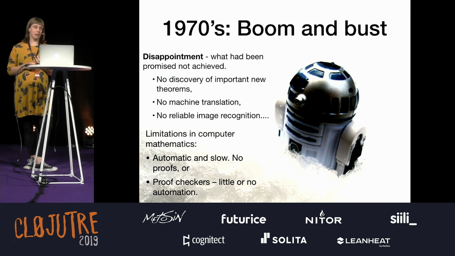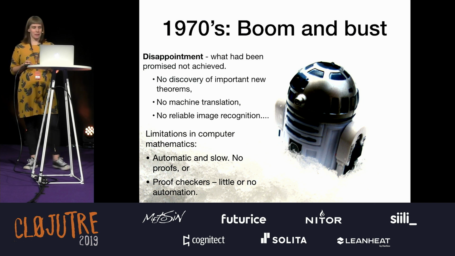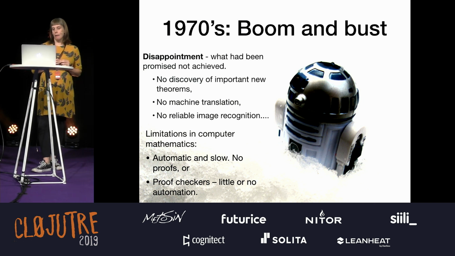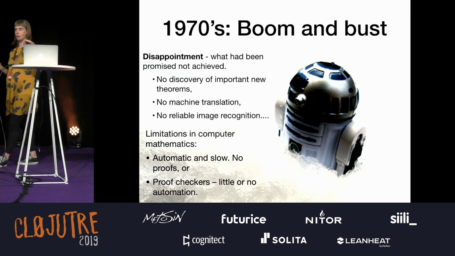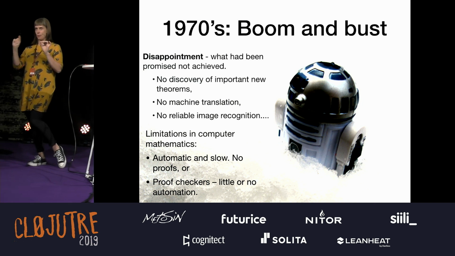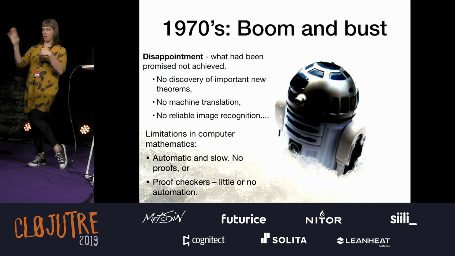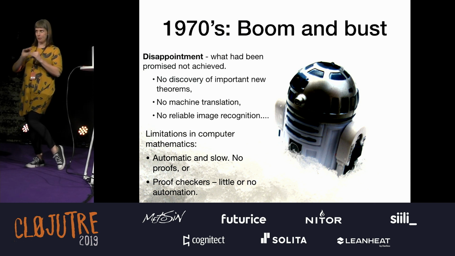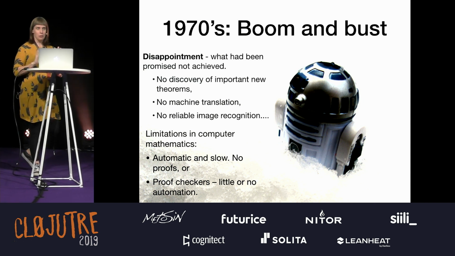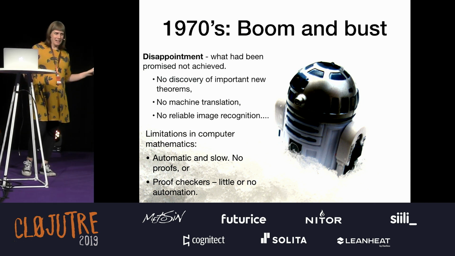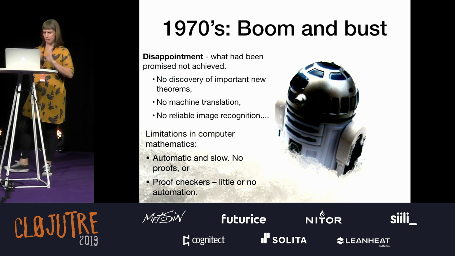So in particular, in computer mathematics, you could do automatic proofs, but it was really slow, and it just said yes or no. It didn't really tell you why, or a human couldn't really understand what it had done. The other thing that people tried to work on was proof checkers, where a human had to program the proof in every little detail, and then a computer looked at the result and tried to make sure that you hadn't made any mistakes. But there was no automation, and mathematicians to this day don't like to program their proofs. They just want to write them down.